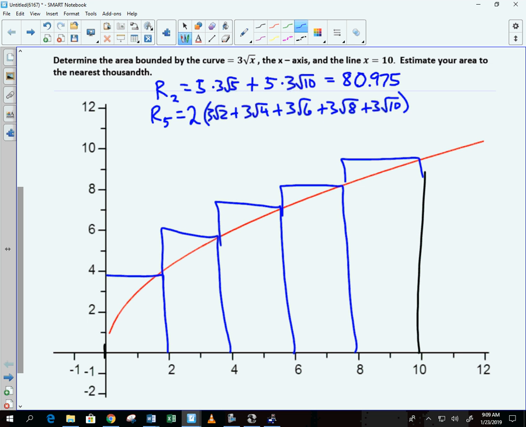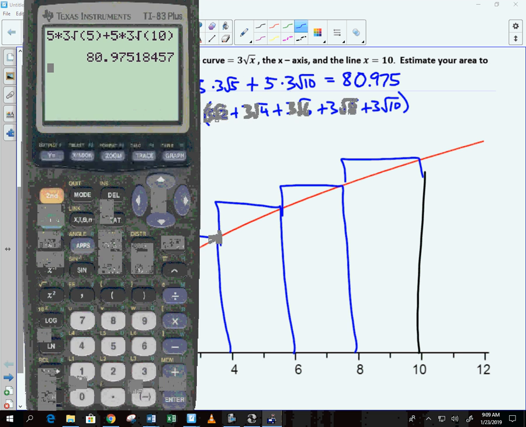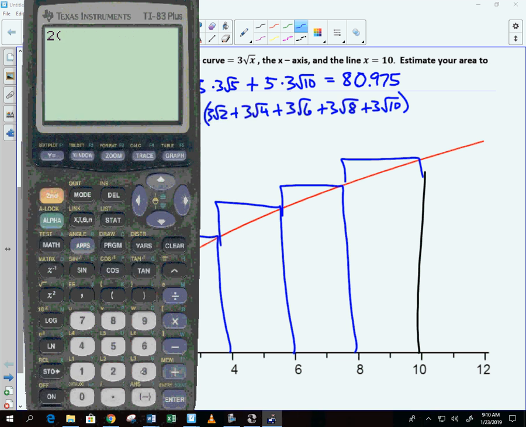Is everybody okay with the fact that I factored the 2 out to the front? Does that make it a little bit easier for you? So it ends up being the width times the sum of the heights. So we took that little bit here and bring it over here. And should we get a value that's more than 80 or less than 80? We would expect less than 80, so I got 2 times parentheses, 3 roots of 2.